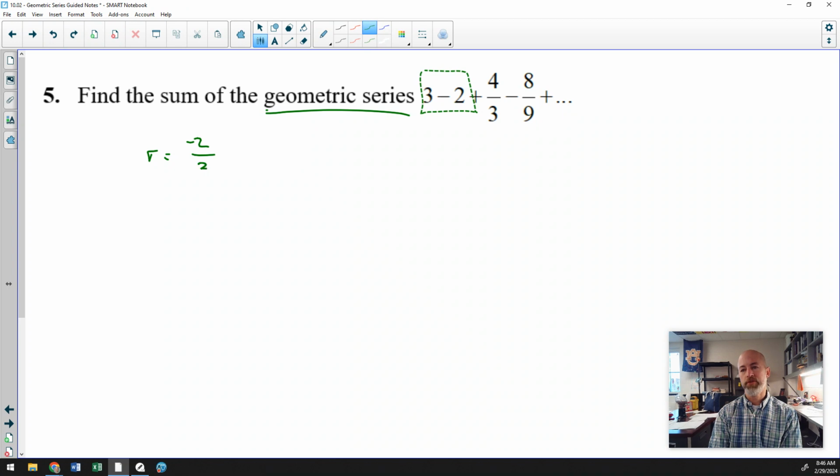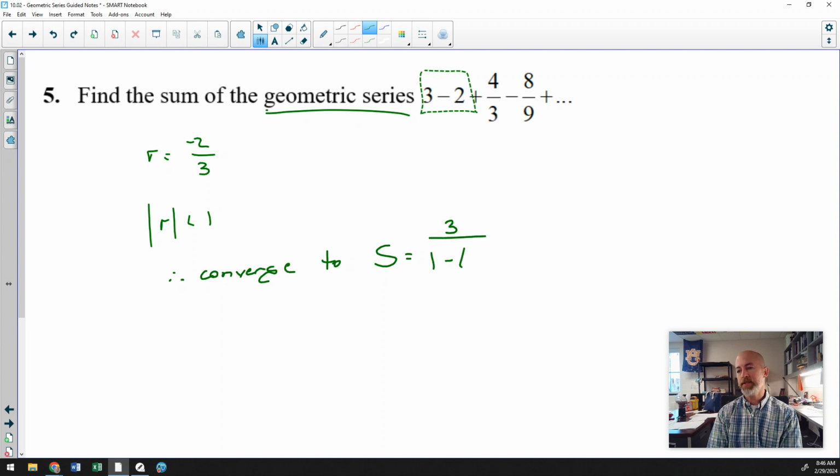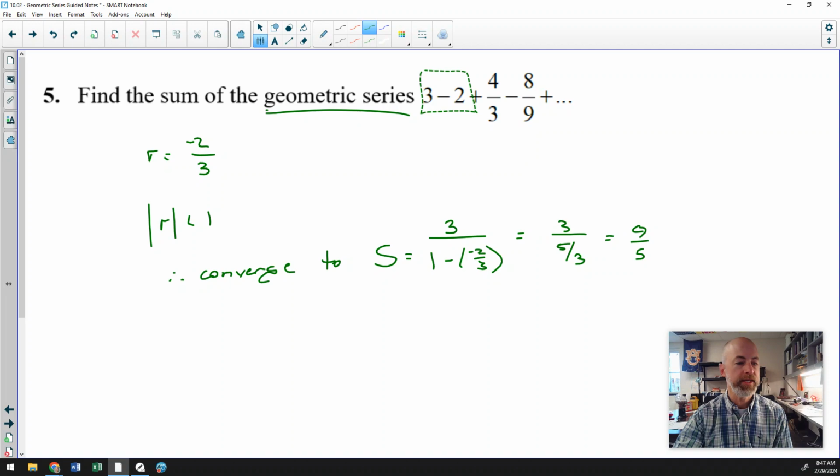So -2 divided by 3 is my ratio. The absolute value of that ratio is indeed less than 1. Therefore, this will converge to the sum of my first term, which is up here, 3, divided by 1 minus my ratio. That's 3 divided by 5/3, which ends up being 9/5. And so that one does converge to 9/5. And there is a little introduction to geometric series in AP Calculus.